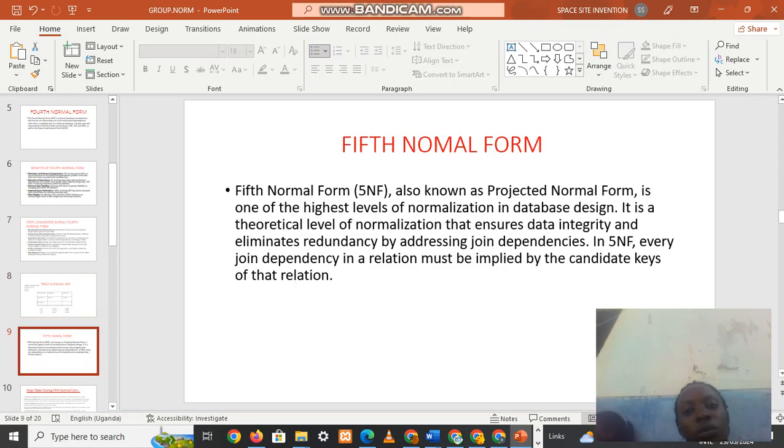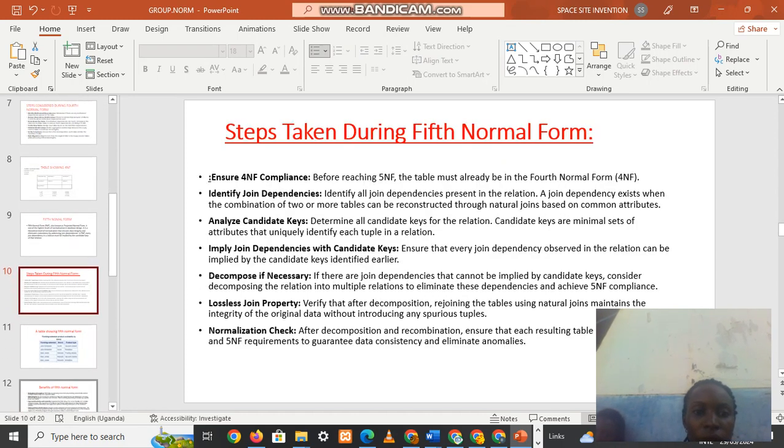Fifth normal form is also known as project-join normal form. It's one of the highest levels of normalization in database design. It is a theoretical level of normalization that ensures data integrity and eliminates data redundancy by addressing join dependencies. Here in fifth normal form, every join dependency in a relation must be implied by the candidate keys of that relation. The steps taken during fifth normal form.